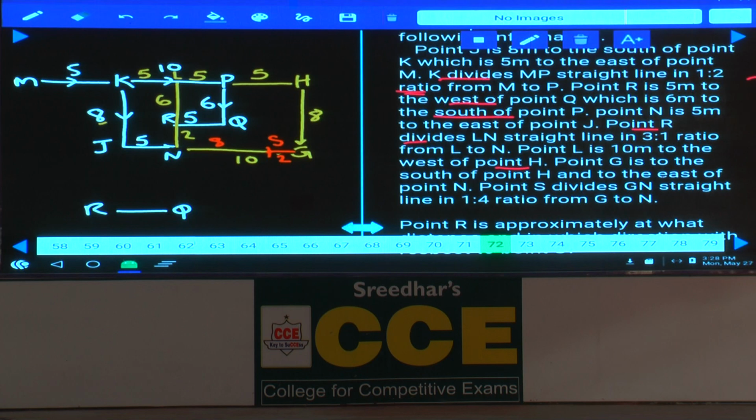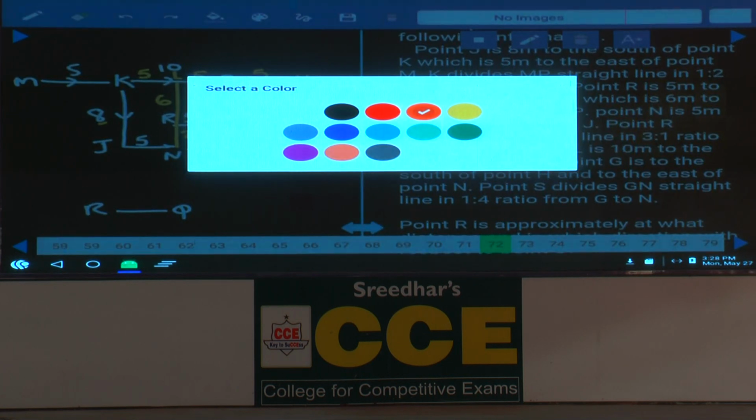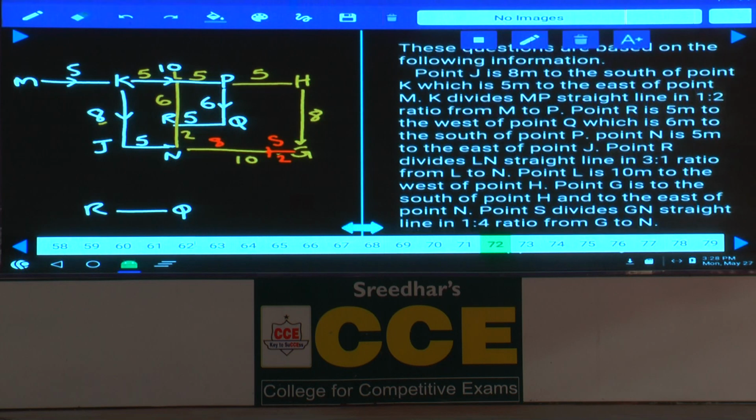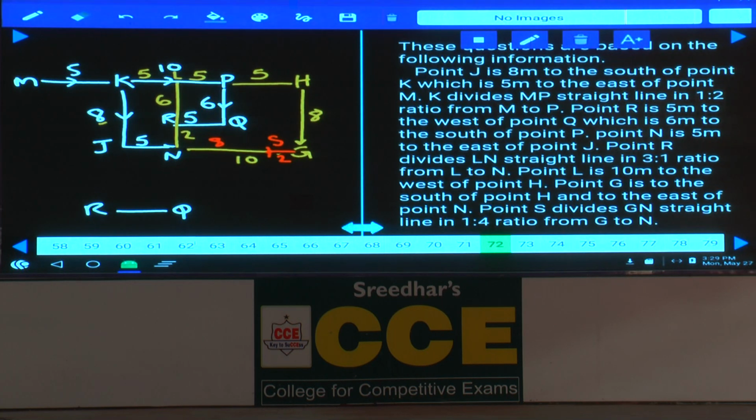Done with this? Now this is the diagram. Now go through the information diagram once again. Now let us cross check this one once again. J is 8 meters to the south of K. Now see here, J is 8 meters to the south of K or not? K is 5 meters to the east of M.